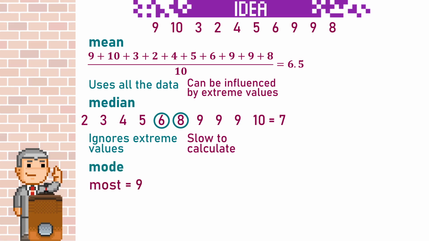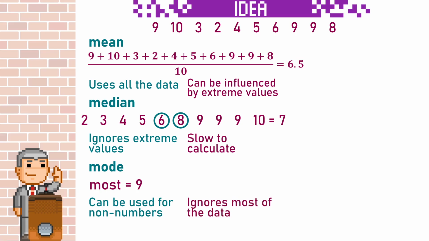The mode is the most frequent. You can have more than one mode. Here the mode is 9 because there are 3 9s. If we had 2 modes, we would call that bimodal. The mode average is great at finding the average of non-numerical data, but the weakness of the mode is it ignores most of the data.